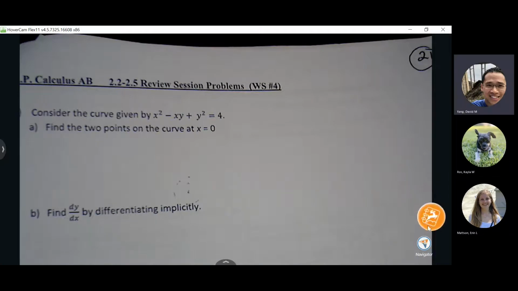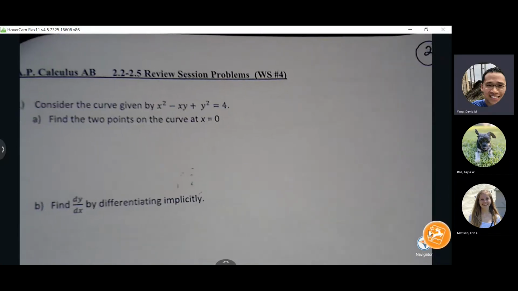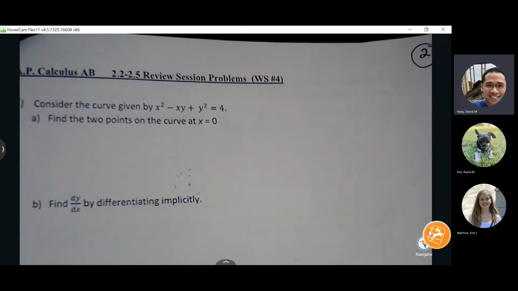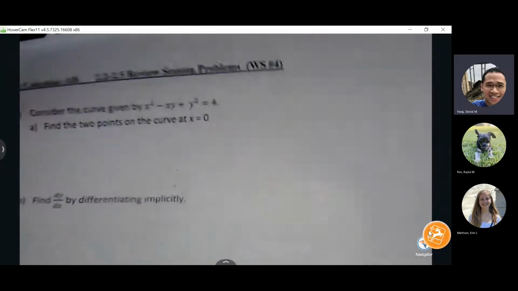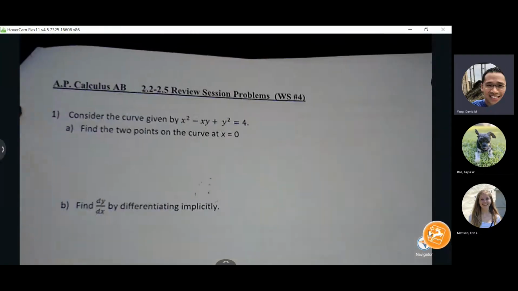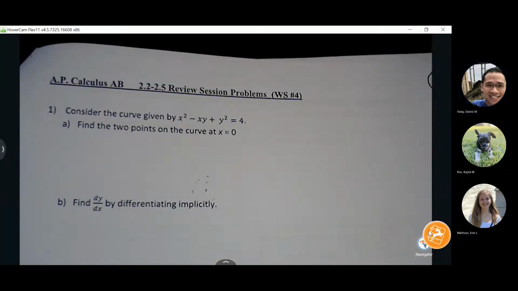Okay, so starting with number 1, consider the curve x squared minus xy plus y squared equals 4. It says find 2 points on the curve at x equals 0. It's just asking for ordered pairs, so we can go directly into inserting into the original function and finding the y values.